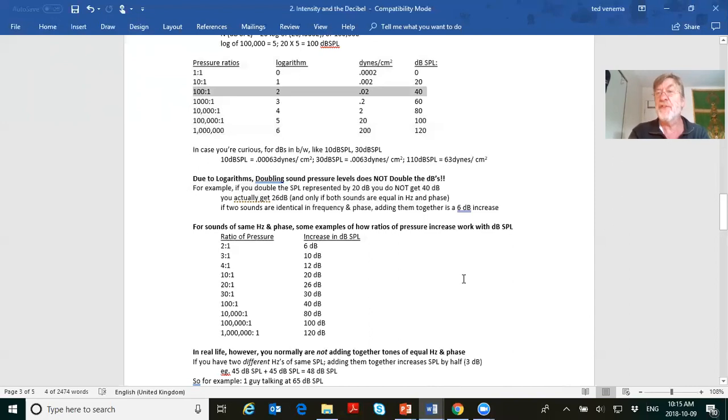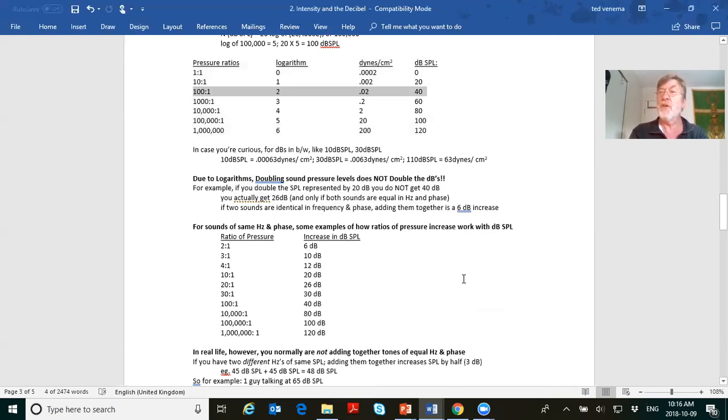But what happens if you took a 1000 Hertz tone of 40 dB SPL and a 1500 Hertz tone at 40 dB SPL? The SPLs are the same, but the frequencies are different. Therefore, you only go up by 3. So in this case, 2 different frequencies added together, both 20 dB SPL, the sum total would be 23.